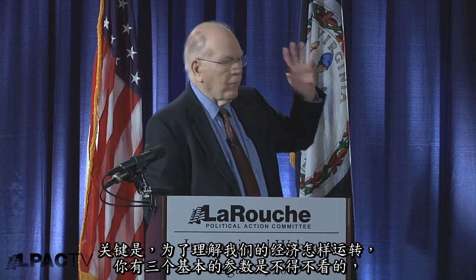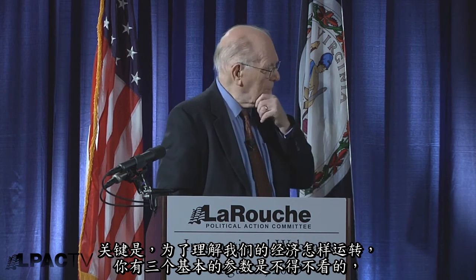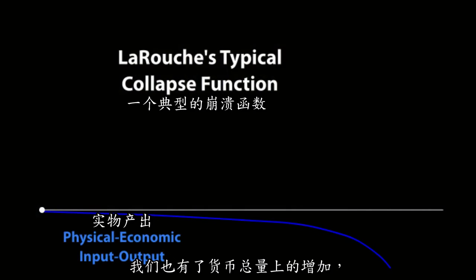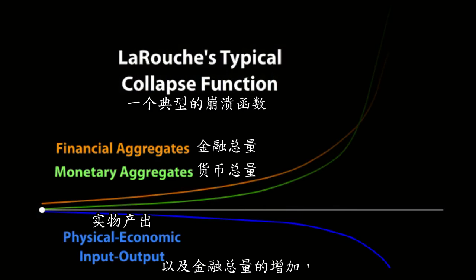The point is, you have three basic parameters you have to look at in order to understand how our economy is functioning. The lower curve, the one that's descending, these are all in terms of per capita rates. We have been descending in terms of the employment in productive labor, such as agriculture, infrastructure, basic physical production, over this period, per capita. The ratio is declining, and the percentile of the total throughput of the economy has been declining in these terms. We've also had an increase in the monetary aggregates and the financial aggregates.